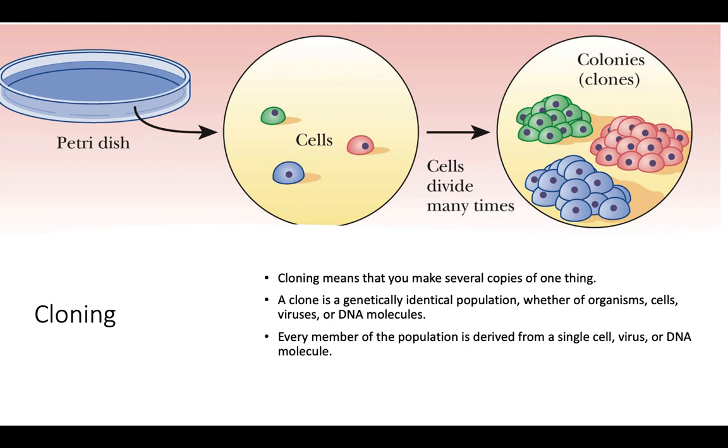For example, monoclonal antibody, polyclonal antibody. So monoclonal is one clone of the same, polyclonal is many clones that are similar to each other. So this is what cloning is. You are trying to create cells that are all exact copies of one another. A clone is a genetically identical population, whether of organisms, cells, viruses, or DNA, and every member of the population is derived from a single cell, virus, or DNA molecule. So these are clones of this, those are clones of this, and this is a clone of this.